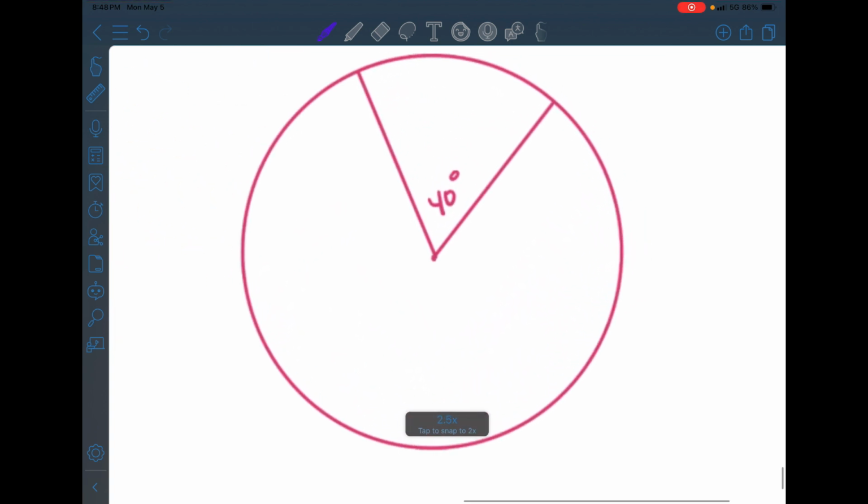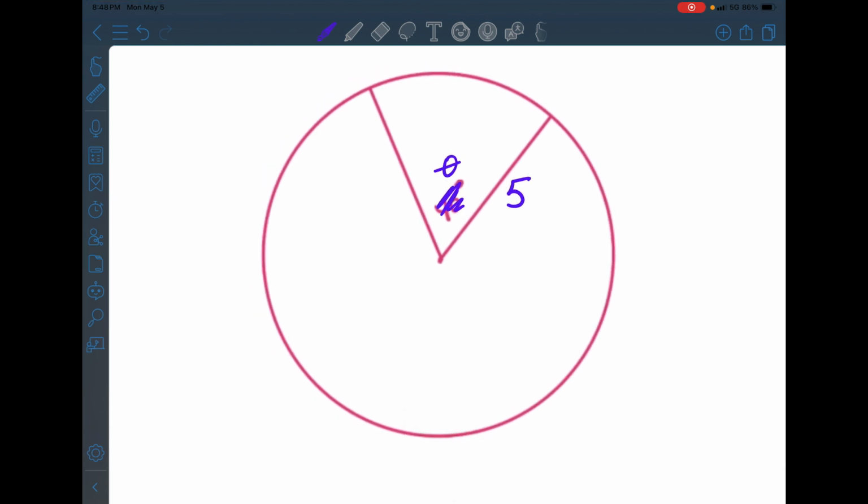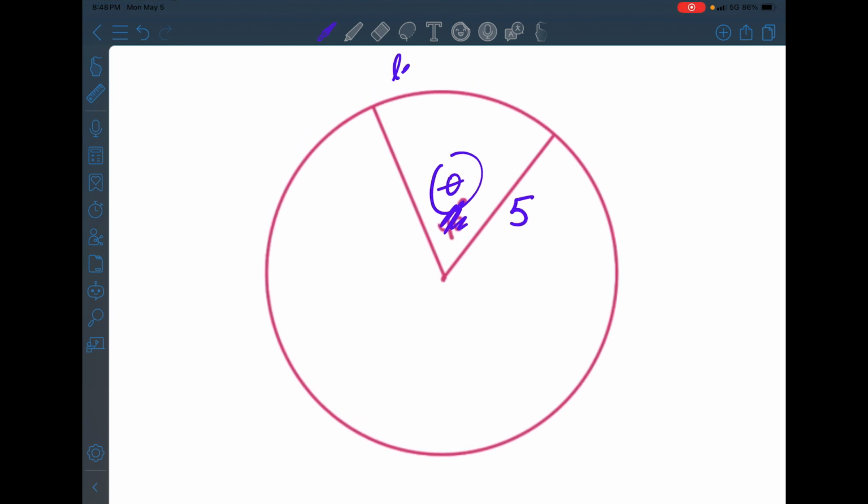All right, last one here. We're going to change some values. I just used the same circle. So let's call this theta. We still have 5 as our radius here. And it says, find theta in radians. Remember, radians is a different way to measure degrees. Also, I have the arc length is 8.2. That is not degrees. It's a length, okay?